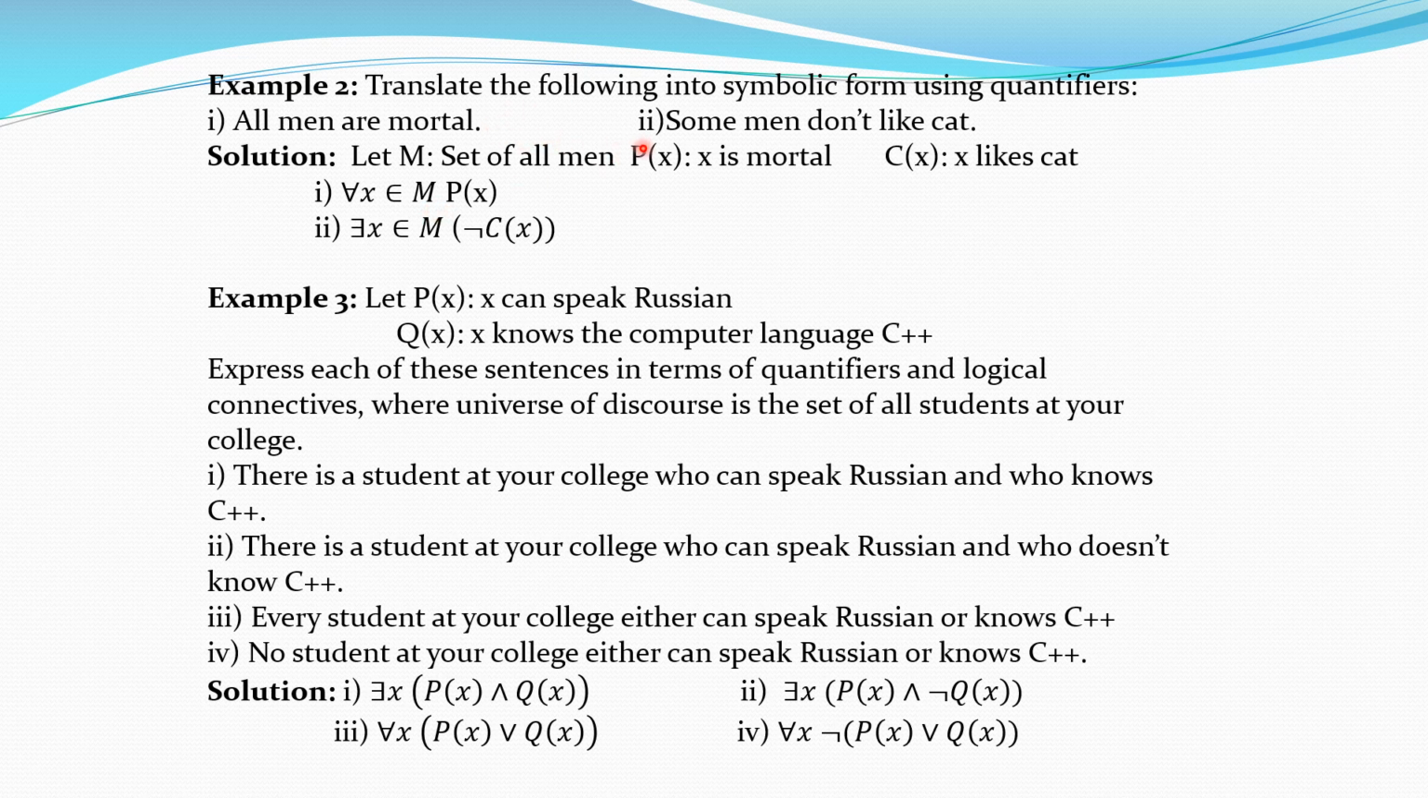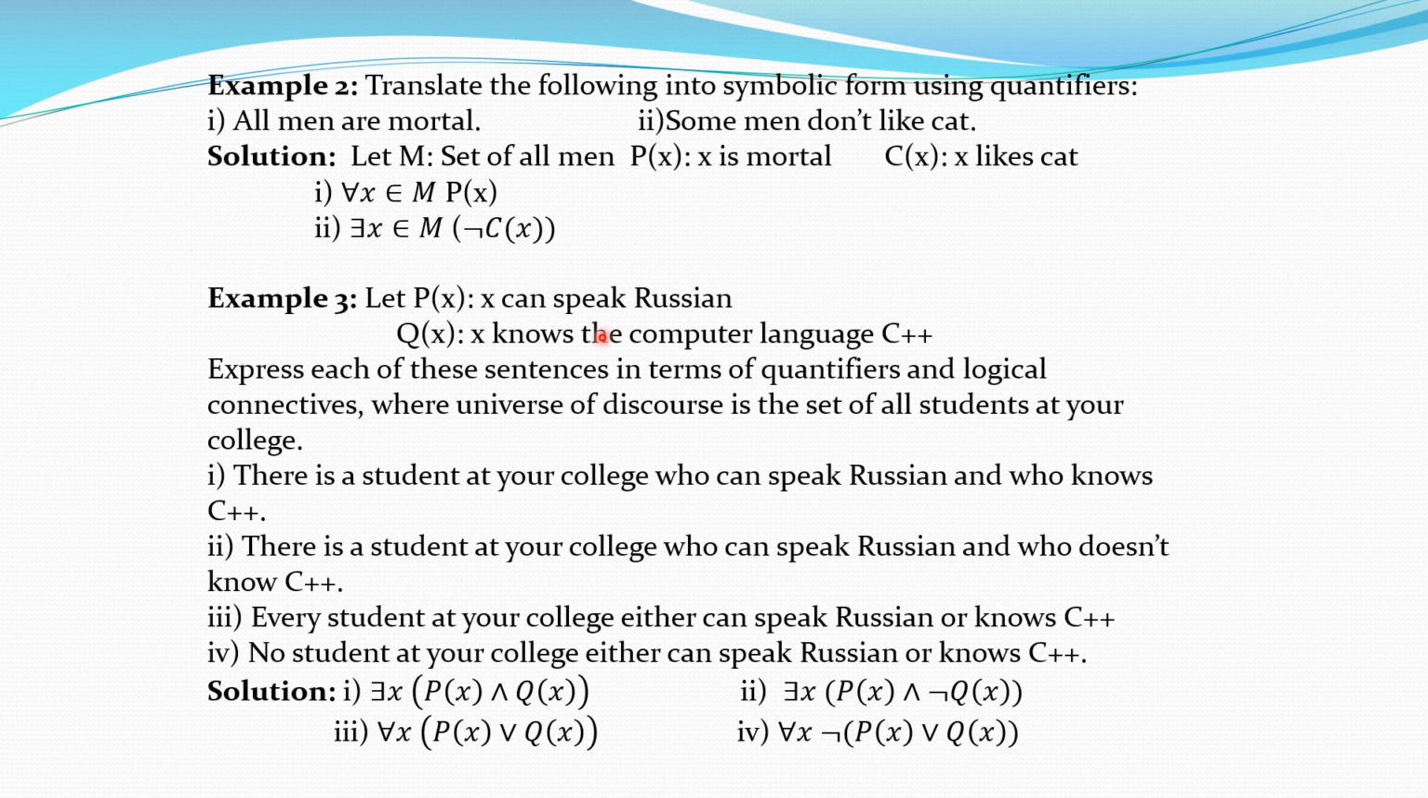Now some men means there are some men. So it is existence. So there exists x in M. M is the set of all men. Now, Cx is x likes cat and here it is given as don't like cat. So, we have to consider negation of Cx. So, there exists x in M such that negation Cx. Now, instead of defining x likes cat as Cx, if you define Cx as x does not like cat, then in that case, instead of negation, you can write directly Cx. So, in this way, we can convert the given statement in symbolic form using quantifiers.